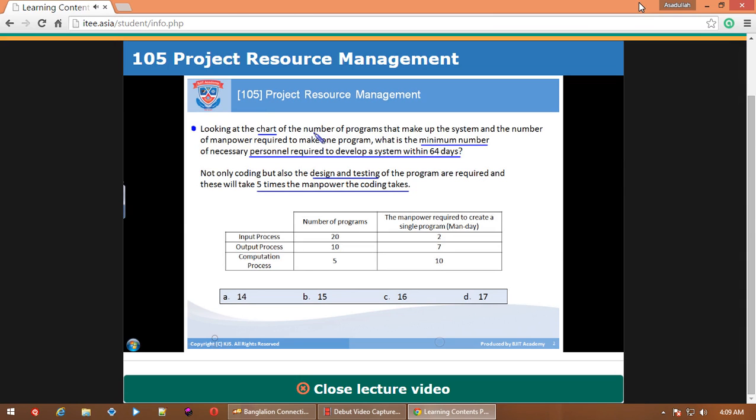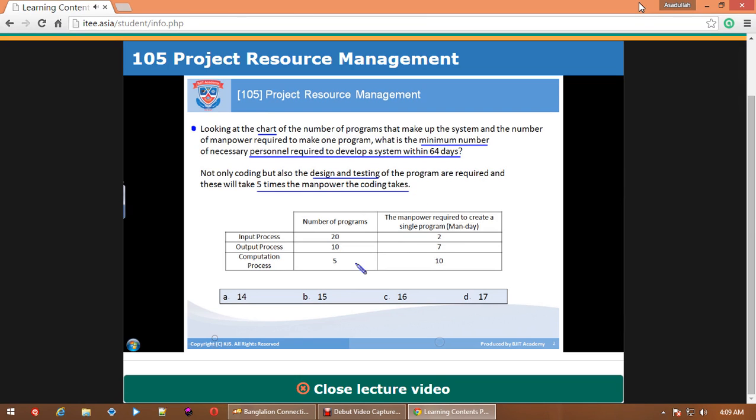So this is the information provided, and we need to find out the minimum number of personnel necessary to develop this system within 64 days.